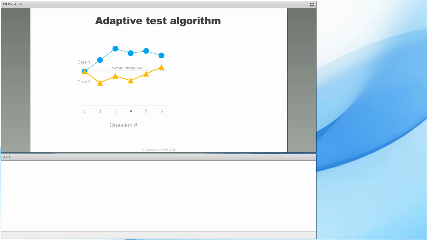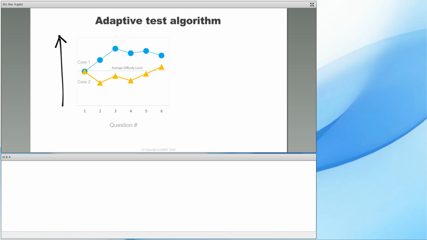What we're going to do is compare adaptive test attempts for two different students. This is what I call a simplistic adaptive test model. It's not the real GMAT scoring, but it outlines the principle that the GMAT uses. I want to keep it simple here. What you see on the y-axis is the difficulty level of questions. What you see on the x-axis is question numbers.